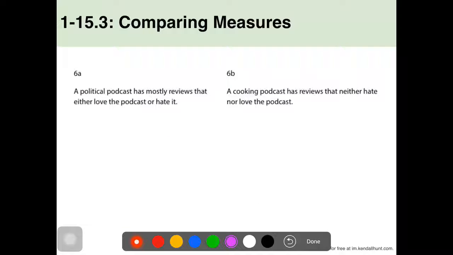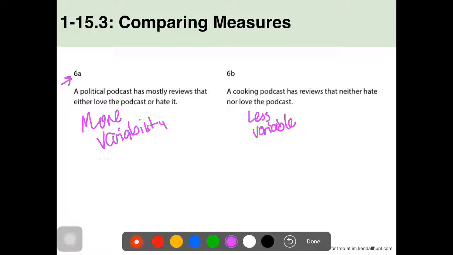And then we'll look at 6, where it doesn't really give you data, it gives you more of a scenario. So as far as what's better, mean or standard deviation or median and IQR, it's kind of hard to say on this one without having actual data, but we can talk about variability. The political podcast, where people either love it or hate it, is definitely going to have more variability. And the cooking podcast would have less variability because it doesn't seem like anyone really loves it or hates it. So they would be more so kind of in the middle.